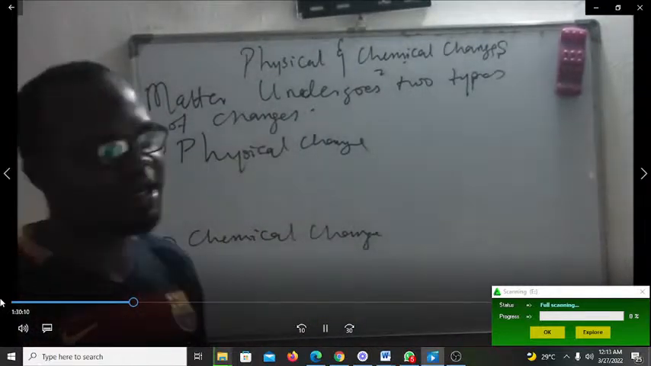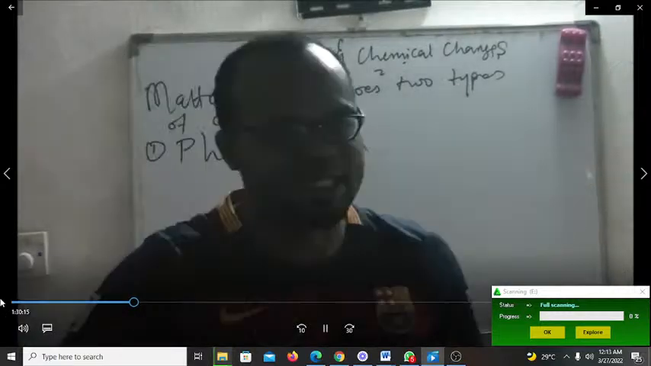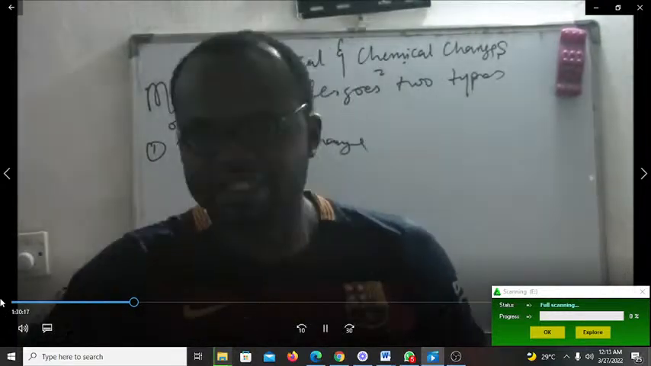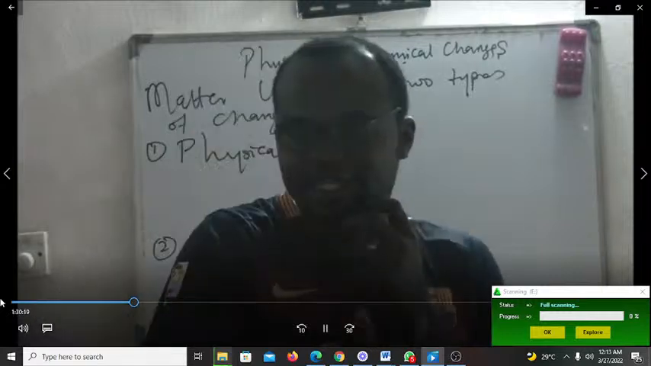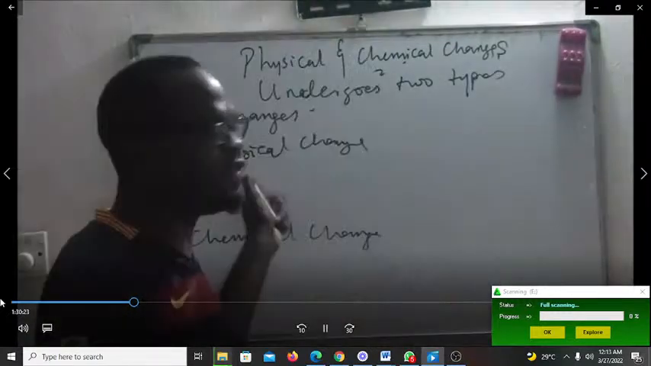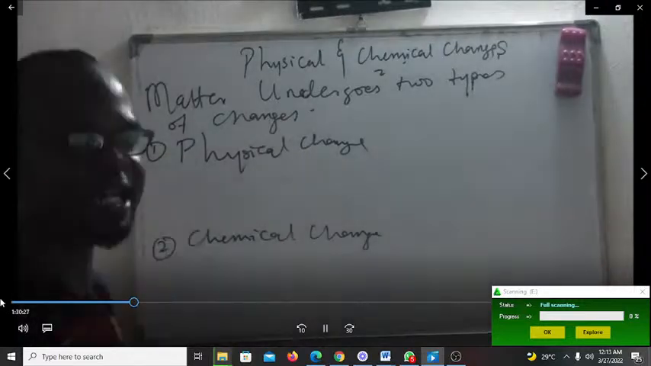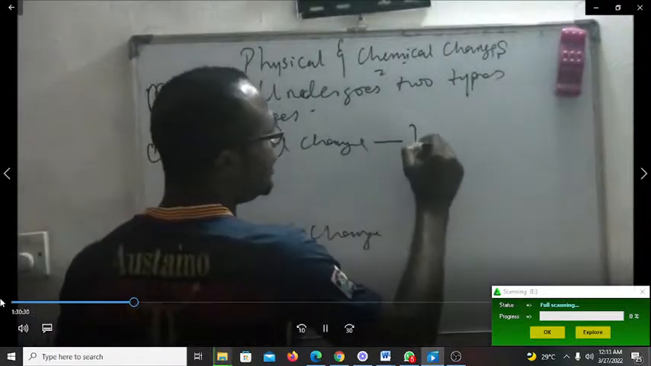Physical. Whenever there is a change from one state, an ice block, what state is it in? Solid state. It changes to water. Water is in what state? Liquid state. Whenever there is a change in state, we call it a what? Physical change. Because it is what? Reversible. Is that clear? Yes. So physical change, what?